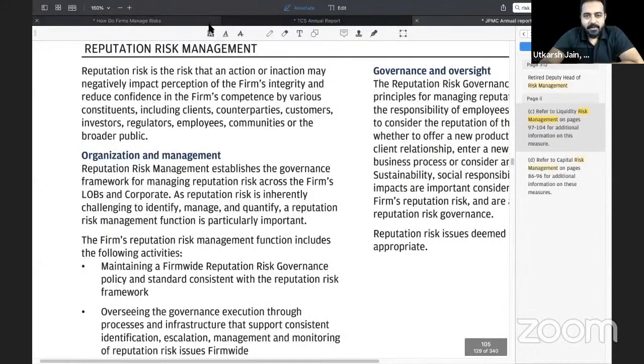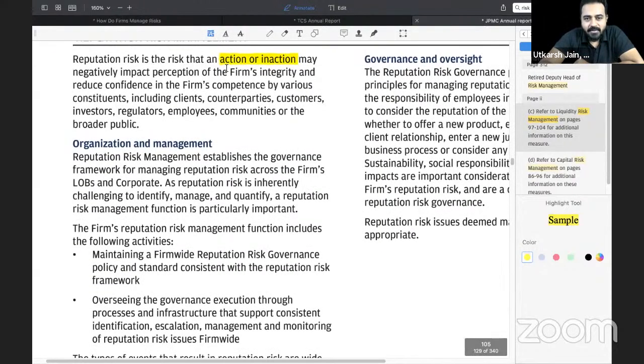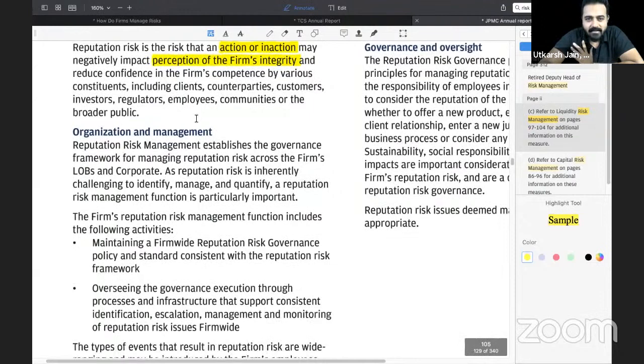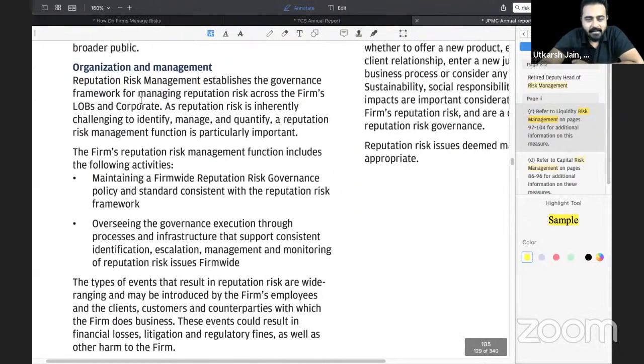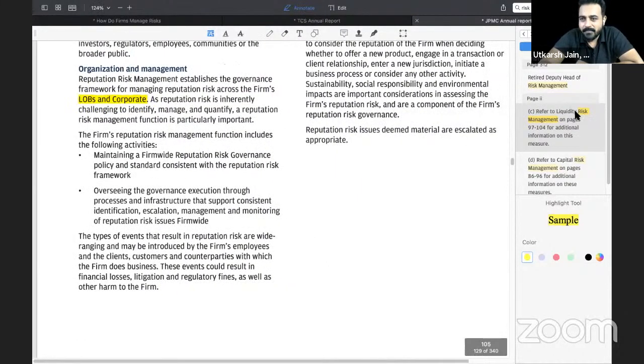All right, reputation risk. Risk that the action or inaction may negatively impact perception of the firm's integrity and reduce confidence. Reputation risk management and governance of managing reputation risk across firms, LOB and corporate. LOB must have been some sort of a, let's search. I'm sure they've explained LOB somewhere.